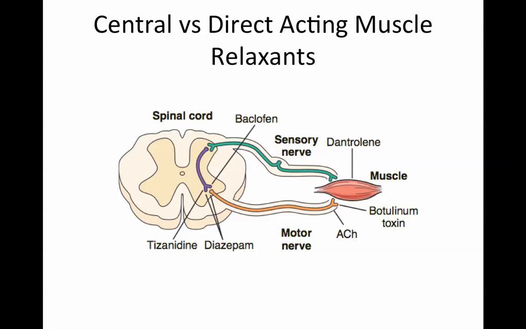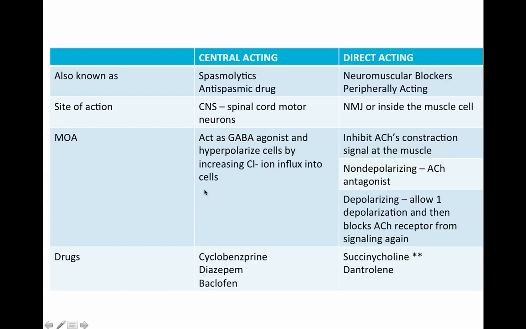So here on this picture you can start to see we've mentioned that one of the most common direct-acting drugs is dantrolene, and here it is, direct-acting because it's right at the muscle. We also mentioned baclofen and diazepam as centrally acting because they act on the GABA receptors that we have in the central nervous system.